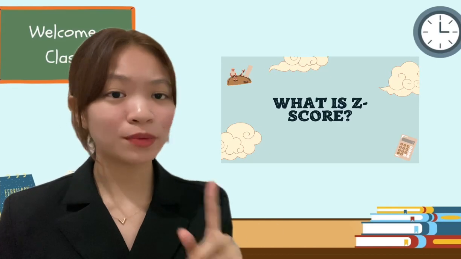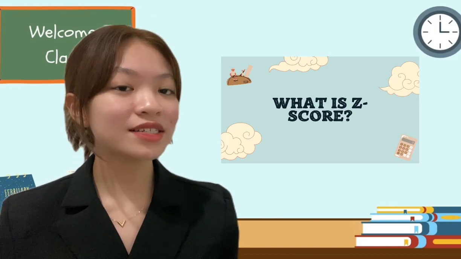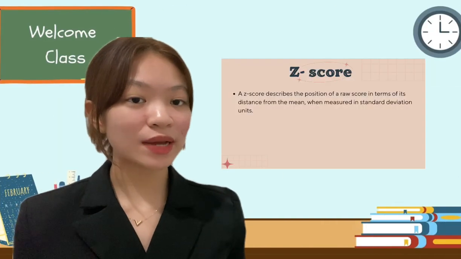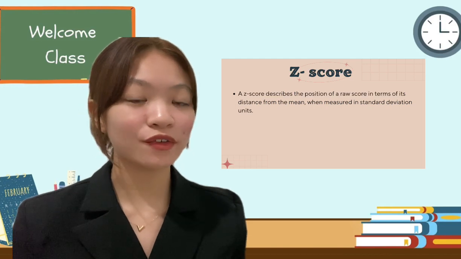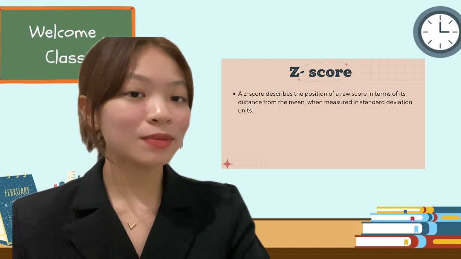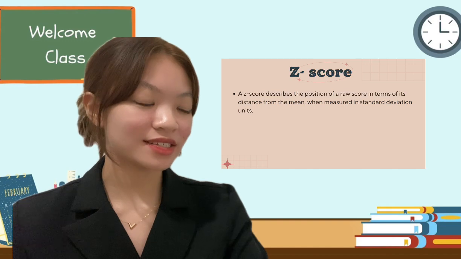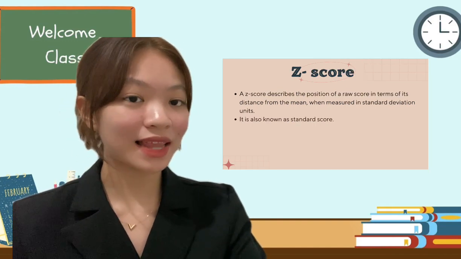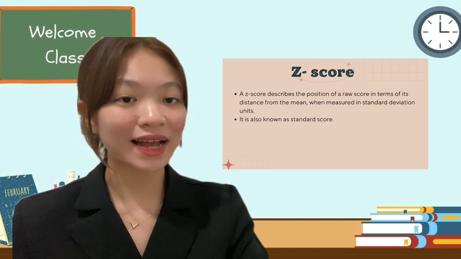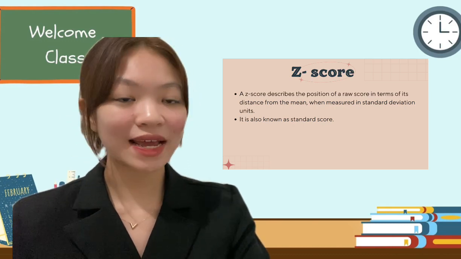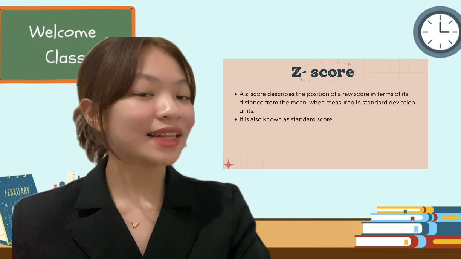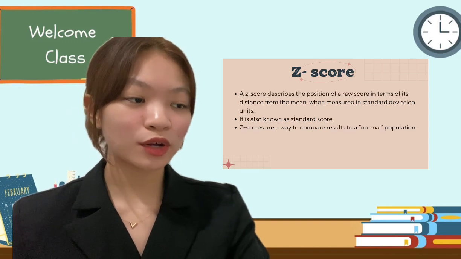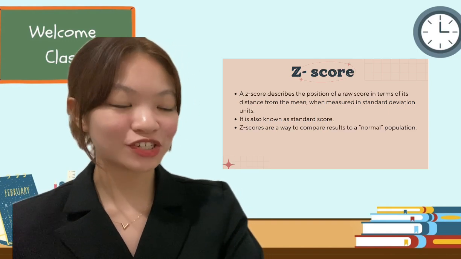What is a Z-score, you may ask? So to formally start our video, let us find out the definition of a Z-score. First, a Z-score describes the position of a raw score in terms of its distance from the mean when measured in standard deviation units. Second, it is also known as standard score because it allows comparison of scores on different kinds of variables by standardizing the distribution. And lastly, Z-scores are a way to compare results to a normal population.